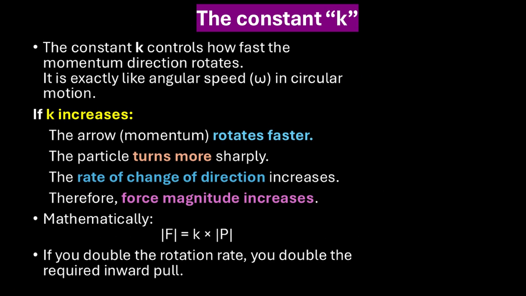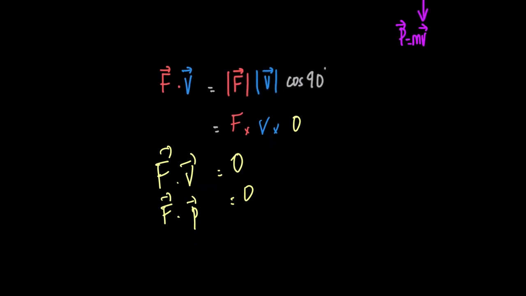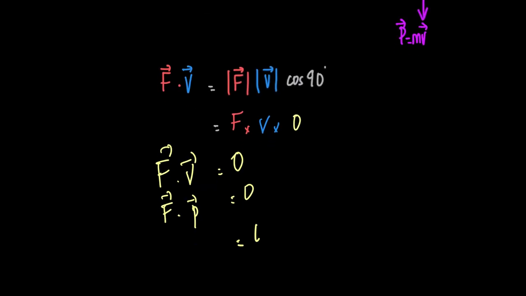So it also means that something else is equal to 0. Can you just make a guess of what it would be? F dot velocity, momentum. So there is something else that acts in the same direction. What would that be? Think of it.